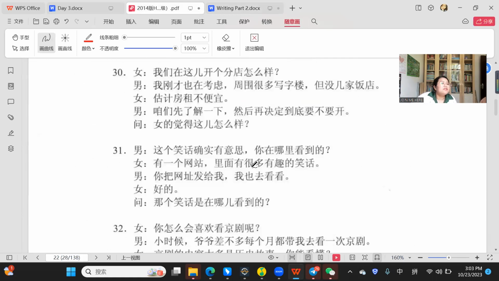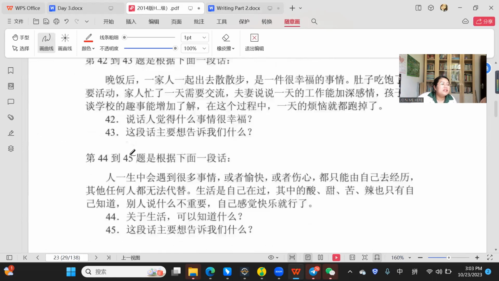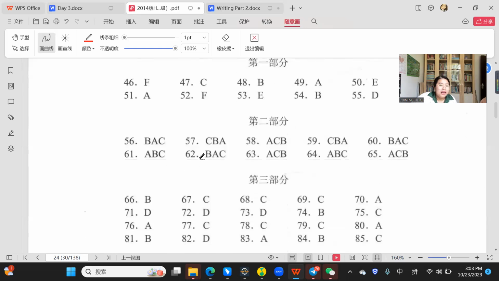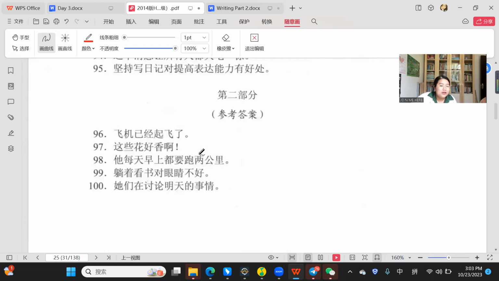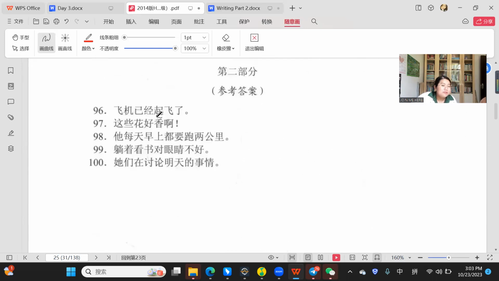Okay, for example, the first one is 飞机, right? Don't memorize the sentence by heart, just try to analyze it. For example, in here, 起飞 is the verb, and 飞机 is the subject, and 已经 is an adverb. You just analyze how they make a sentence. And 这些花 is the subject. 好香啊, this 好 becomes an adverb and 香 becomes an adjective.